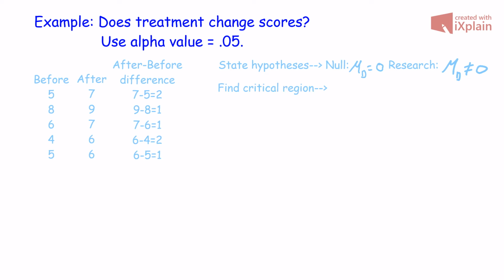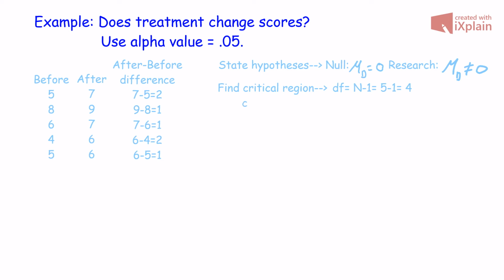The next step is to find the critical region. You do that by using the degrees of freedom formula for the related samples t-test, which is n minus 1. Now n in this case is the number of paired scores. So if you look back at our data, we have 1, 2, 3, 4, 5 pairs of data. So n is 5 in this case. So 5 minus 1 is 4. That's our DF.